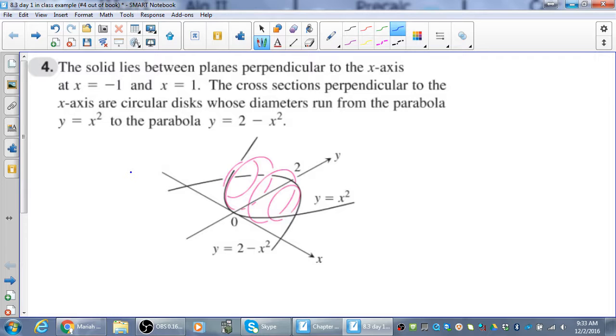What we're doing here is taking the area, which is a circle, pi r squared, and adding up an infinite amount of circles. We do that with integration, and when we do that, you get volume. When you take a two-dimensional object and add up an infinite amount of those, you get a three-dimensional object.